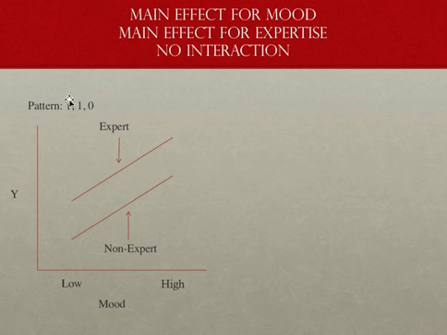So if there is a main effect for mood, that means the mean of the low, so this mean with this mean, which is right here, is statistically, in this case, lower than the mean for the highs from here to here, meaning that irrespective of which condition of expertise you're in, it is always the case that people in low mood score worse on Y than people in high mood. And that's known as a main effect for mood.